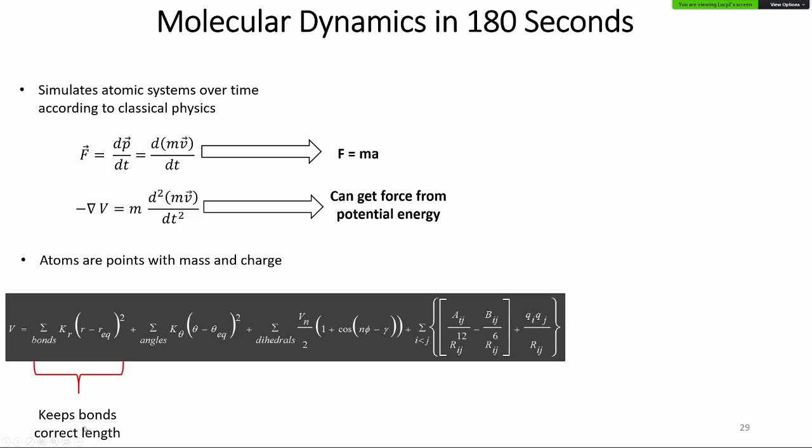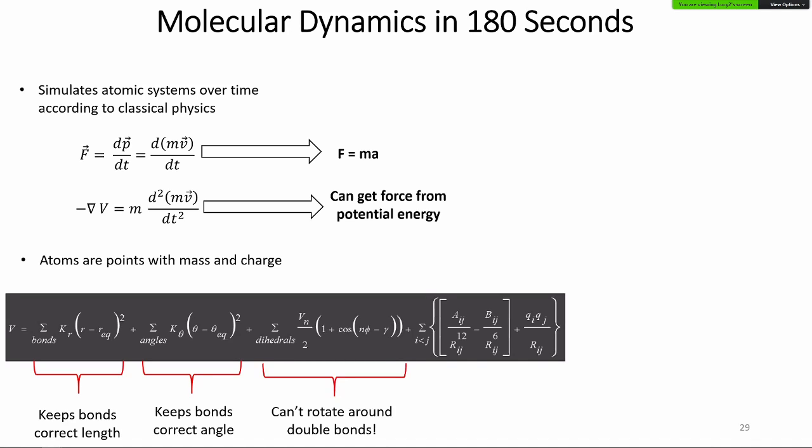you have a term over here that keeps bonds at the correct length, right? If you have 2 atoms bonded together, you're not going to have a bond length the length of a cell. It just doesn't happen, right? Maybe in quantum mechanics, you might get some non-zero probability, but we're throwing that out the window. We're not dealing with that. Bonds have a fixed length. We also have an angle term over here that keeps bonds at the correct angle, right? Bonds have a length, but they also have angles. We like to keep them at their right angles. It makes sense. Then we have this kind of cosine Fourier series over here, and that is, again, a fancy way of saying you can't rotate around a double bond, right?